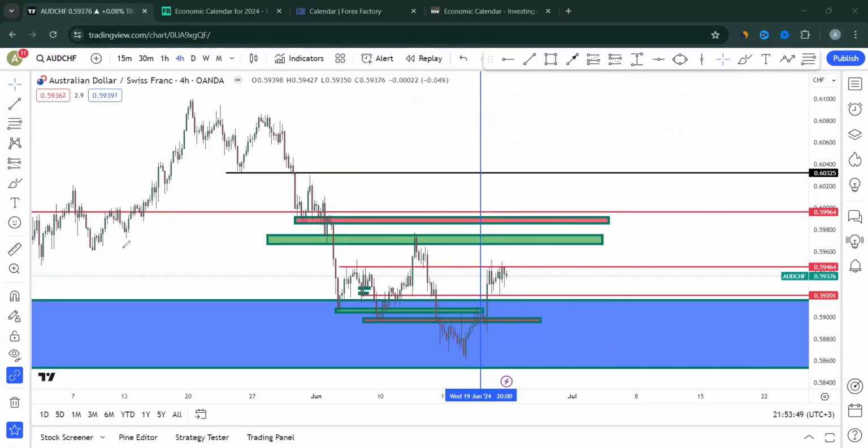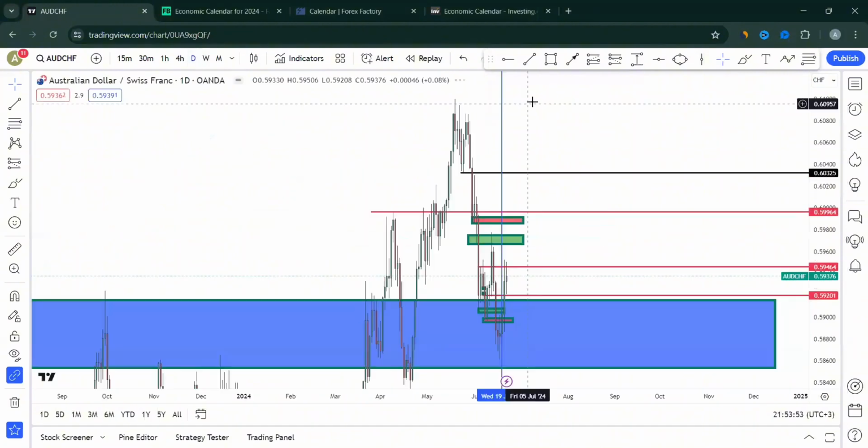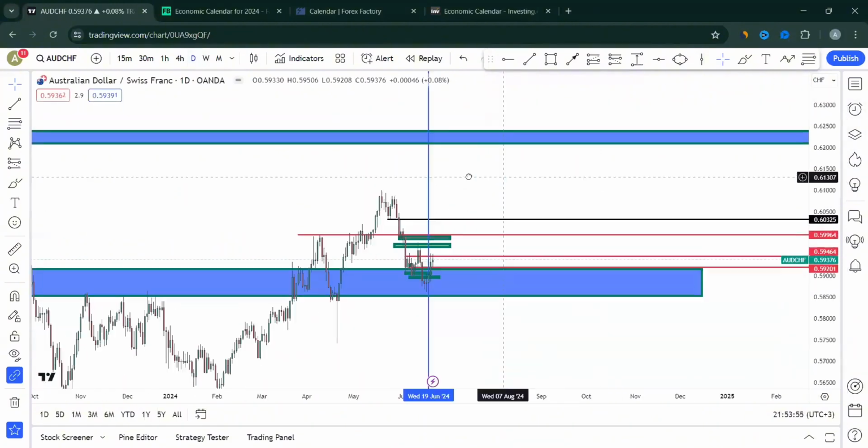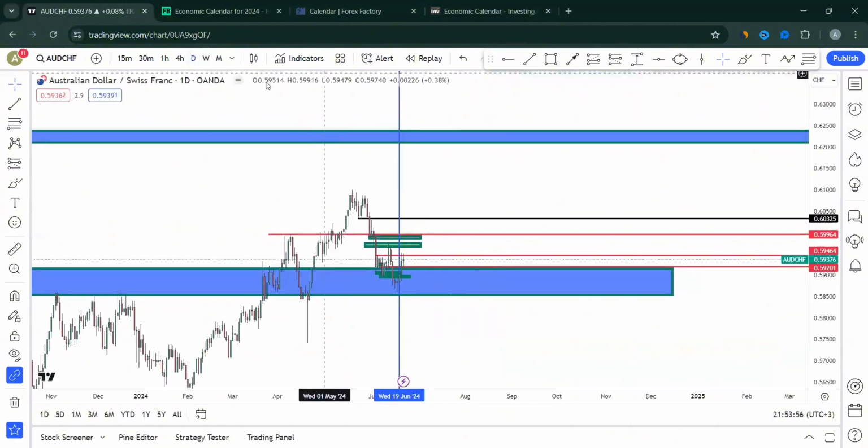Remember, we said that we wanted the price to give us a push up to this level here. Let me just show you, to this blue level. Now, this is the daily time frame. This can take several months, or even several weeks to be achieved.